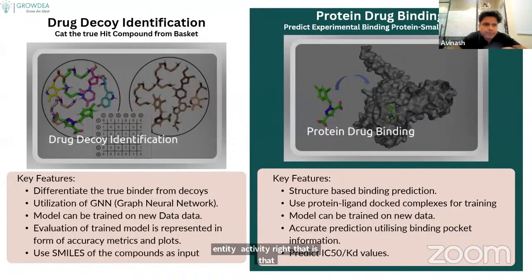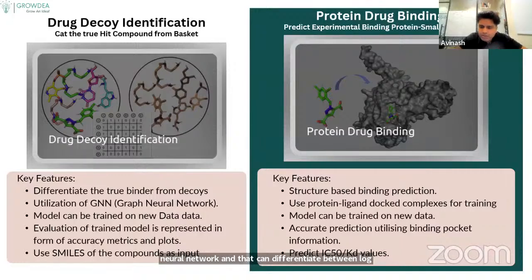Now the decoy, what is a decoy? A decoy is a chemical compound which looks like a drug, but actually it is not a drug molecule. Okay, so then how do you differentiate? It is a very challenging task to differentiate between such a compound and your drug compound. So we designed a machine learning model based on a method called graph neural network, and that can differentiate between drug and decoy.